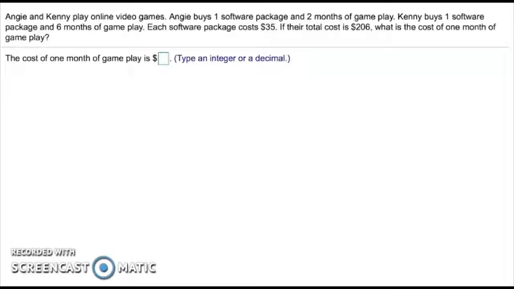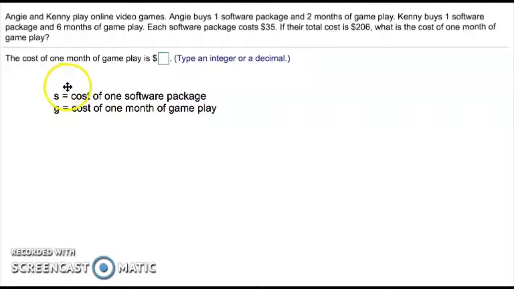Angie and Kenny play online video games. Angie buys 1 software package and 2 months of gameplay. Kenny buys 1 software package and 6 months of gameplay. Each software package costs $35. If their total cost is $206, what is the cost of 1 month of gameplay? The first thing we need to do is establish our variables. Let's have S equaling the cost of 1 software package and G equaling the cost of 1 month of gameplay.